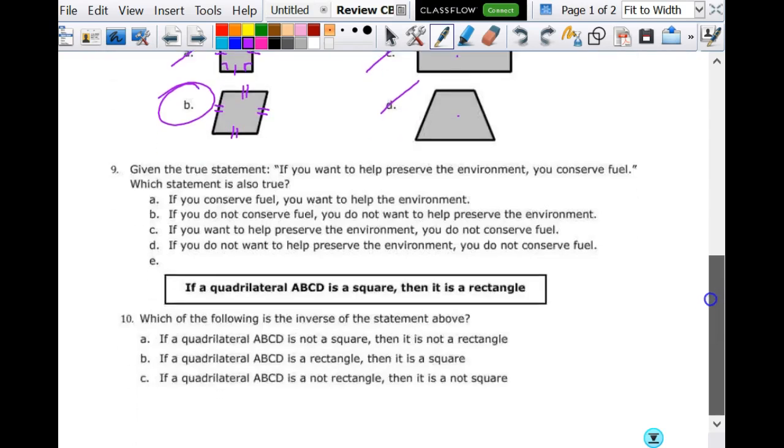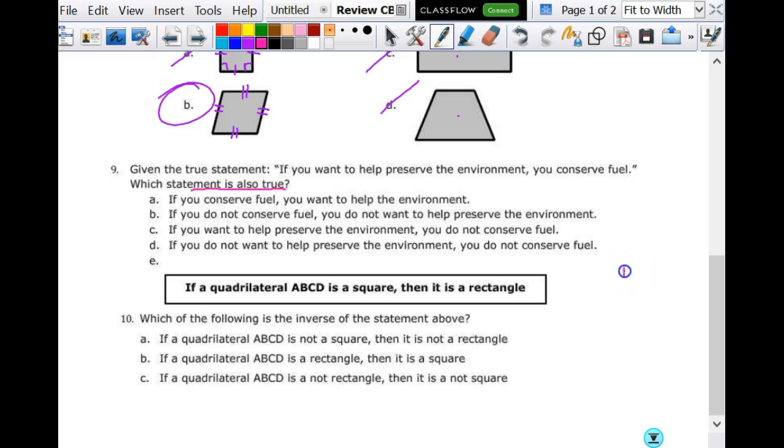All right, number 9. Given the true statement, if you want to help preserve the environment, you conserve fuel, which statement is also true? So remember, don't look through these and try and decide what you know about the environment, who cares about the environment, who doesn't, what you do about fuel. None of that matters. The actual content of these sentences does not matter. What you are looking for is, if I want a statement that is also true, I look for logically equivalent statements.